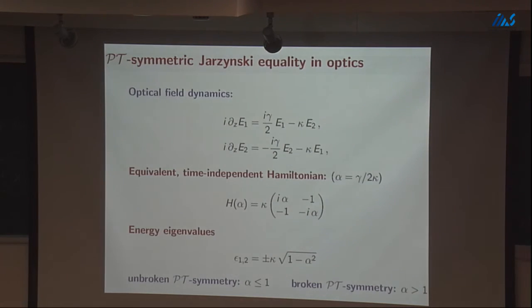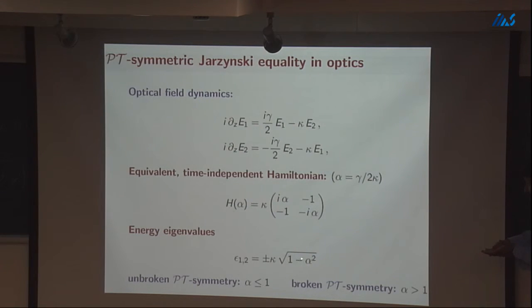So basically for that system we can write these two equations, and kappa is the coupling. So the equivalent time-dependent Hamiltonian, now alpha is, gamma is the PT-symmetric thing, and kappa is the coupling. So we can now write a Hamiltonian in terms of this operator like this, and now we can calculate the energy eigenvalues for this two-level system.